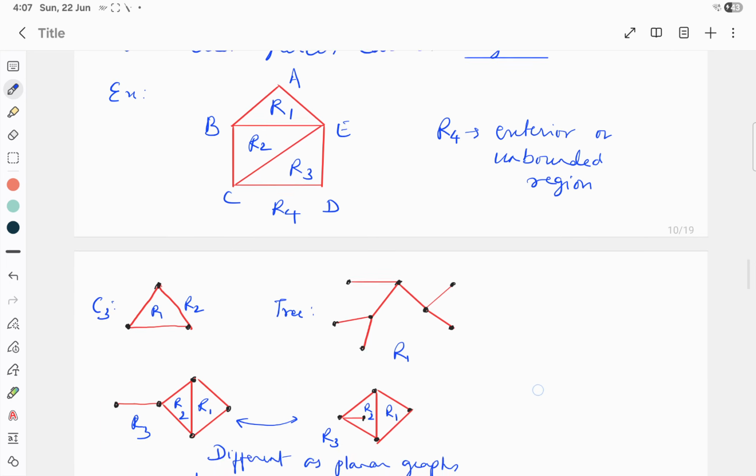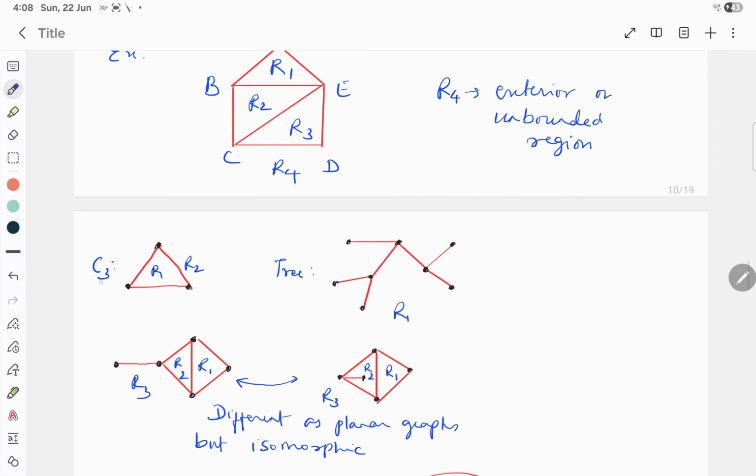So let us consider a few more examples here. Consider the cycle C3. C3 has 3 vertices which are all connected, and this C3 creates regions R1 and R2. R1 is a bounded region and R2 is an unbounded region. Next, a graph which is called a tree. A tree is a connected acyclic graph. So you don't find any cycle here in the tree. There is no bounded region in this graph and it has only one region R1.